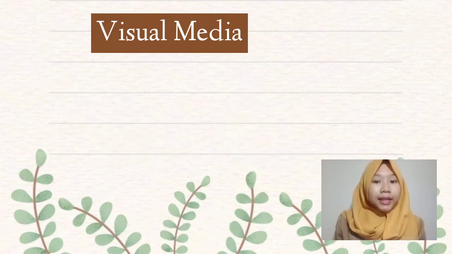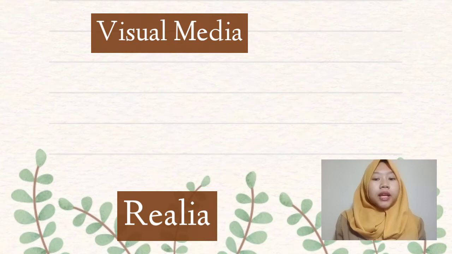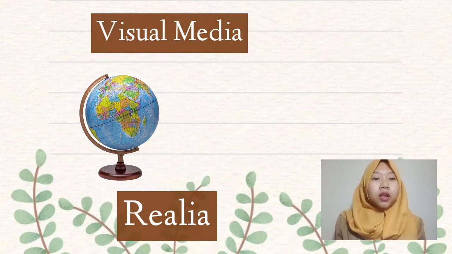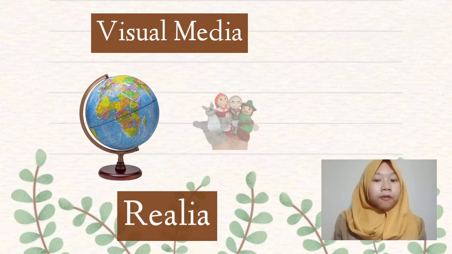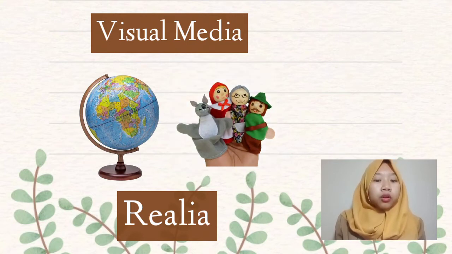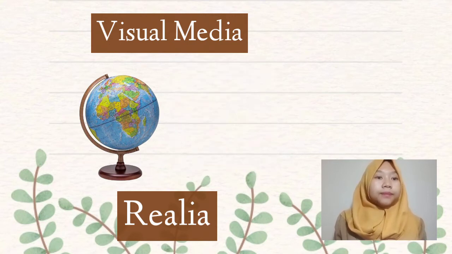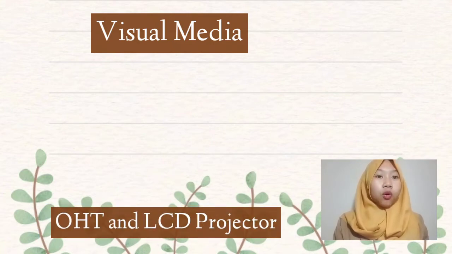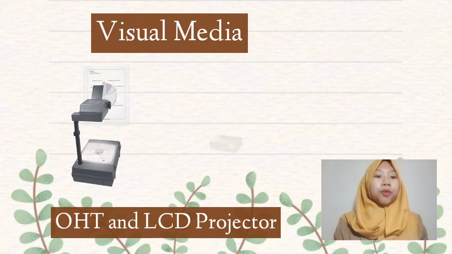The second is realia. Realia are real objects which can be brought into the classroom as teaching media. There are many kinds of realia. Some of them are as follows, such as big calendar, puzzle or game, menu of restaurant, big map or globe, and hand puppet. The third is overhead transparency or OHT and LCD projector.